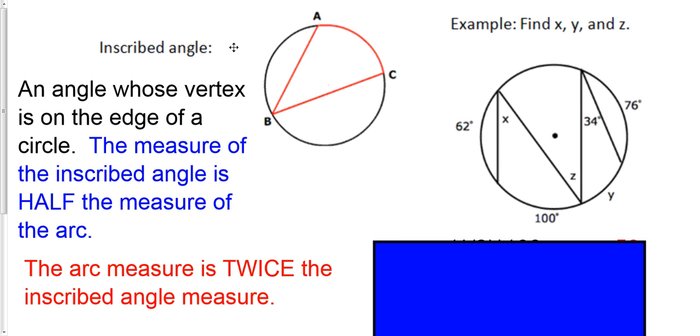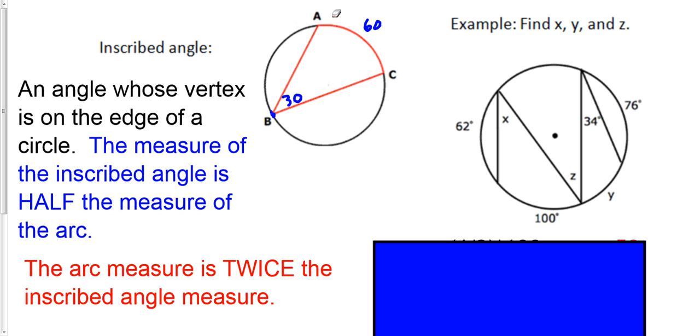Next one, we're looking at inscribed angle. This one should be kind of a newer concept. This is an angle whose vertex is on the edge of a circle. So notice in angle ABC, B is our vertex, and it's right on the outside of this circle. As a point of measure here, something to remember, the measure of the inscribed angle is half the measure of the arc. So if this was, say, 60 over here, this would have to be 30. It's always going to be half of it.